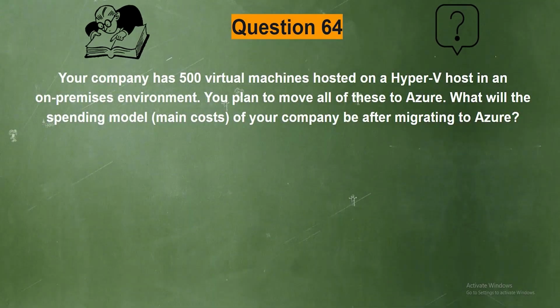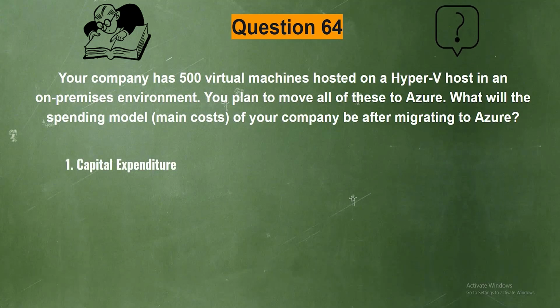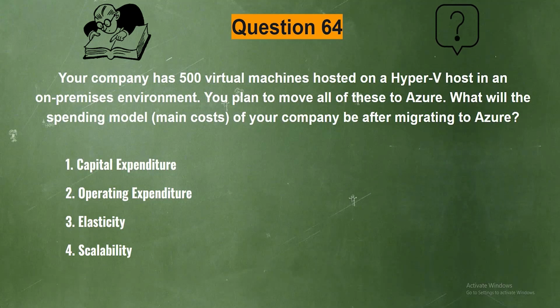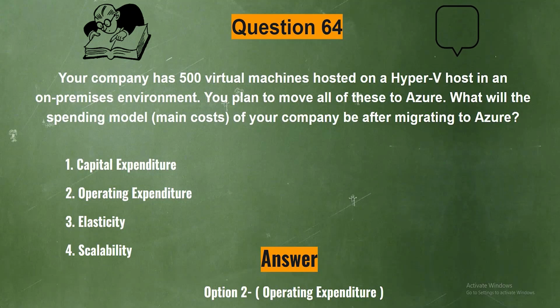Question 64. Your company has 500 virtual machines hosted on a Hyper-V host in an on-premises environment. You plan to move all of these to Azure. What will the spending model of your company be after migrating to Azure? And the options are: option 1, Capital Expenditure; option 2, Operating Expenditure; option 3, Elasticity; option 4, Scalability. And the correct answer is option 2, Operating Expenditure.